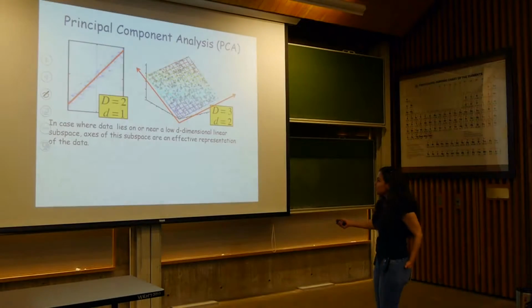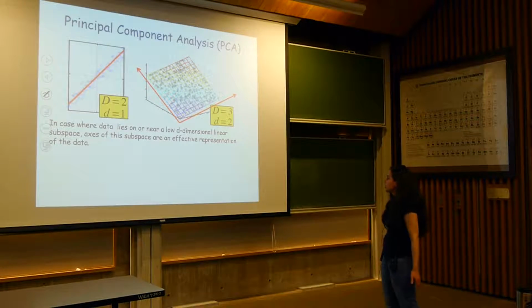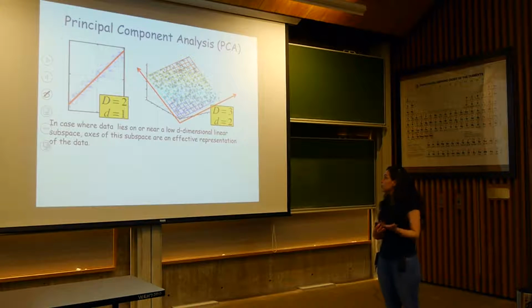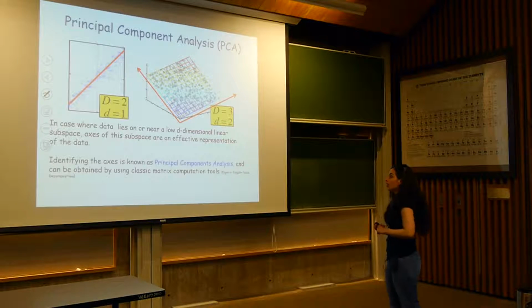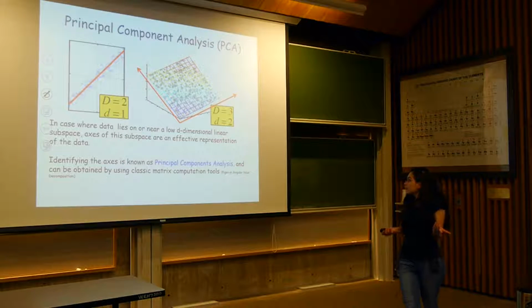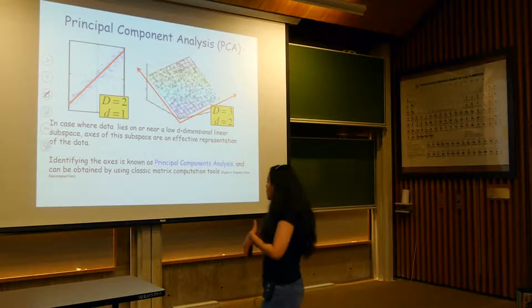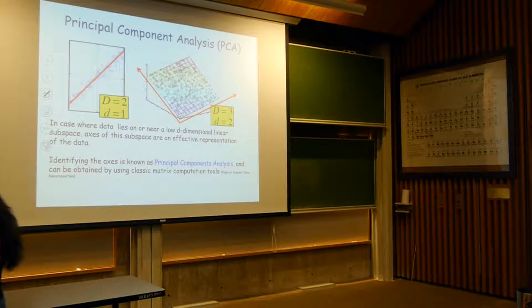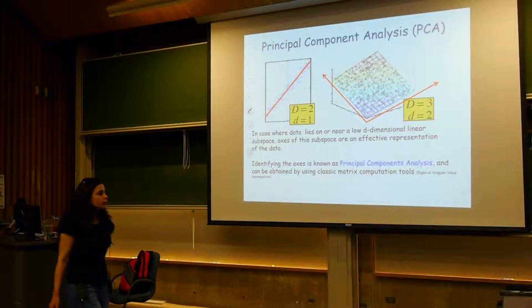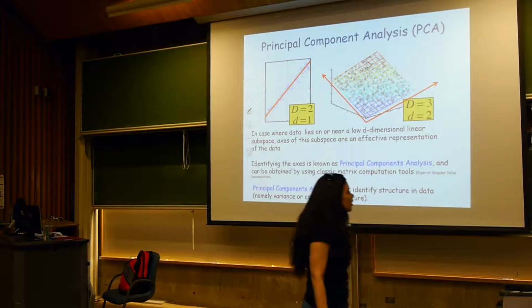All right. In cases where the data lies on or near a low dimensional subspace, the axes of the subspace are typically an effective, more efficient representation of the data. Identifying the axes of that subspace is essentially what's known as principal component analysis. Algorithmically, this can be obtained by using some classic matrix computation tools like singular value decomposition or eigen decomposition. I'll come back to this later.